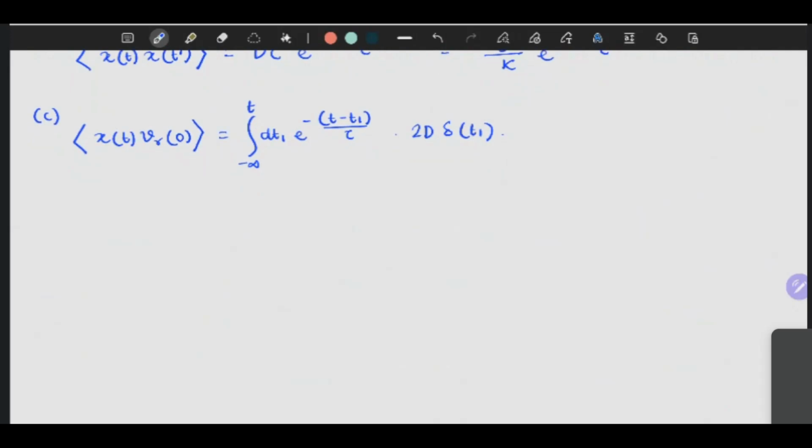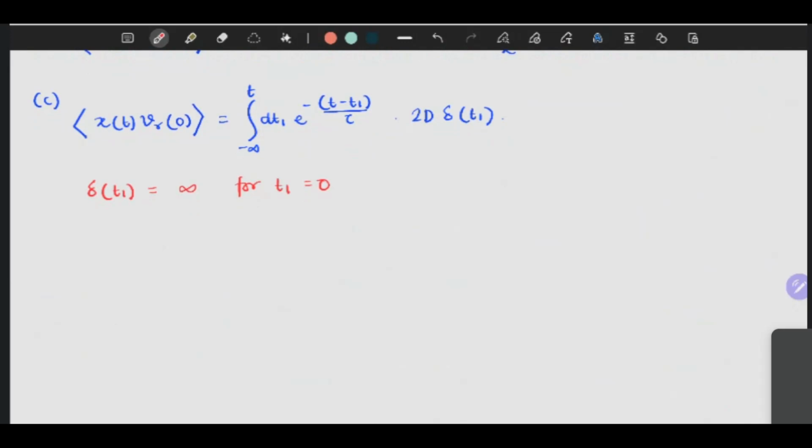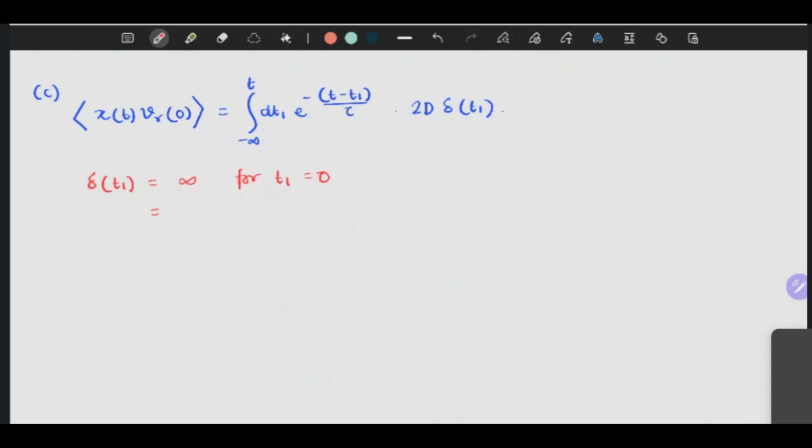See, the delta function is infinity for t1 equal to 0 and it is 0 otherwise. So then you have to use it astutely.